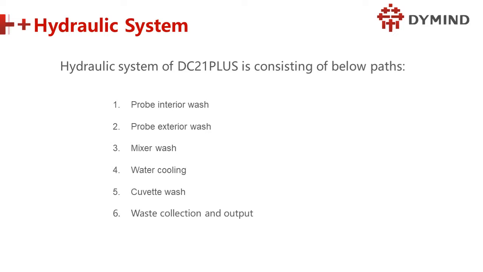But here now it's much more clear. The hydraulic system includes water pass, probe internal wash, probe external wash, mixed wash, water cooling, cuvette wash, waste collection and output. So you can find the six modules. Normally it is doing cleaning and cleaning, but mixing very little, dispensing and reagent feeding and blood feeding very little. So normally this machine is consuming a lot of cleanser, washing solution, pure water, and reagent, right?